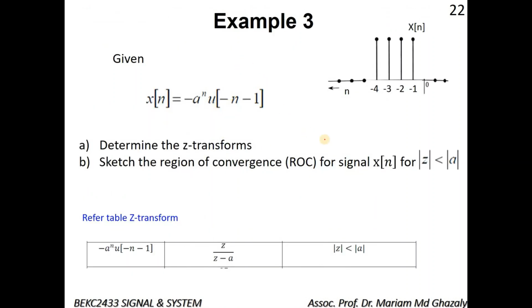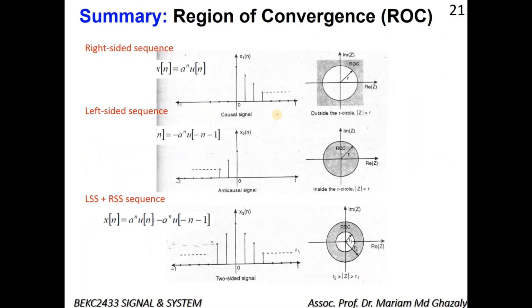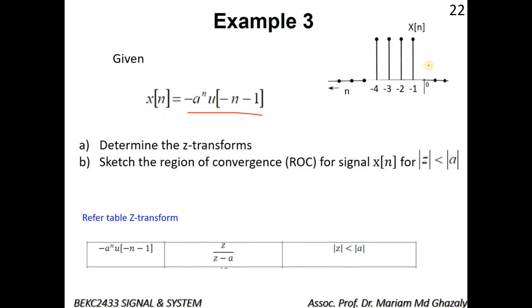Next we go to the third example, where we are going to look at the left-sided sequence. You are given this equation. If you remember, we were talking about the left-sided sequence. A left-sided sequence is given by minus a^n u[-n-1], which is this equation. So it's a left-sided sequence, running from minus 1 until minus infinity. Determine the z transform and sketch the region of convergence.